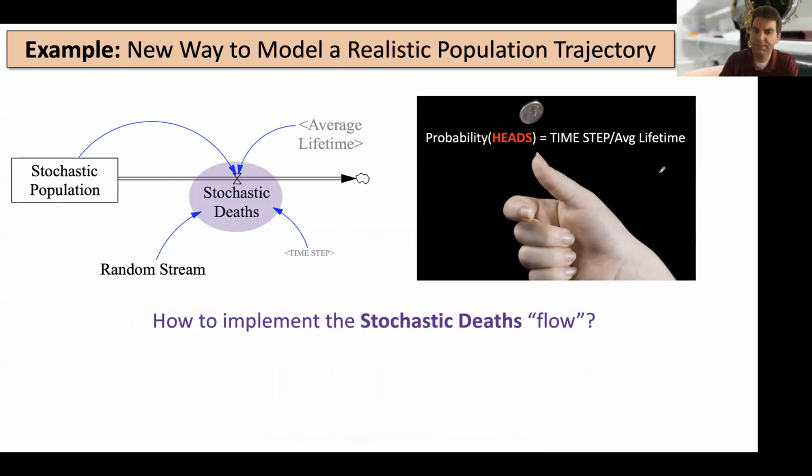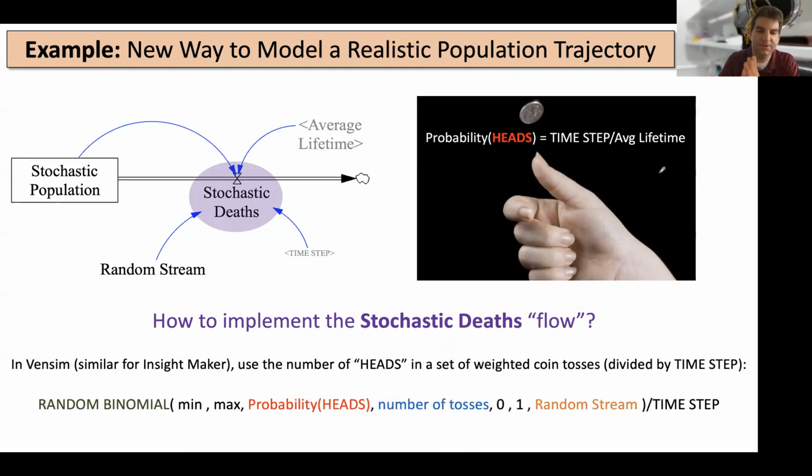And so how do I implement that inside VinSim? The way I'm going to do that, and this is also similar for InsightMaker, is there is this fancy function called random binomial, and there's something similar in InsightMaker, that has a bunch of parameters, of which we're going to focus on a couple and not worry about too many of them. But this random binomial basically says for a certain number of coin flips, how many coin flips come up heads, given a certain probability of one of them coming up heads.